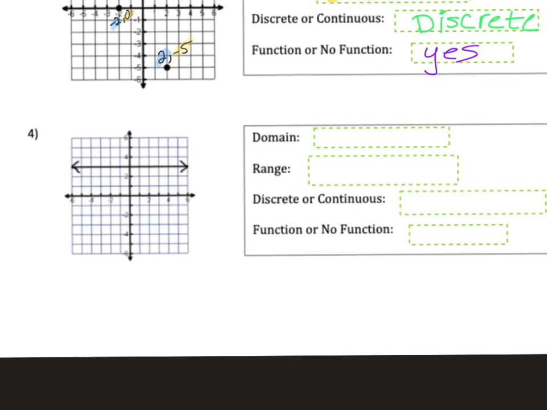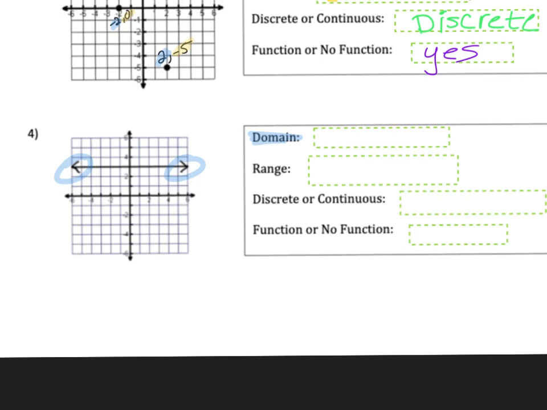So remember that the domain is your x values. So if we're looking from left to right on the graph, this is the left side of the graph. That is the right side of the graph. Those arrows tell us that it is going forever in both directions, to the left and to the right. So what do we use when it is going forever in a particular direction? What is the symbol that we use for that?